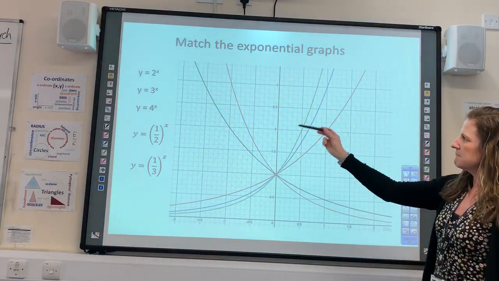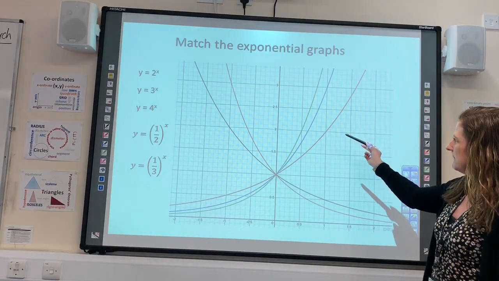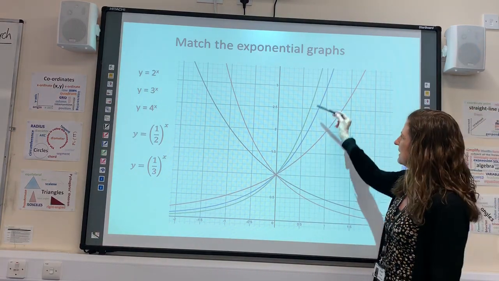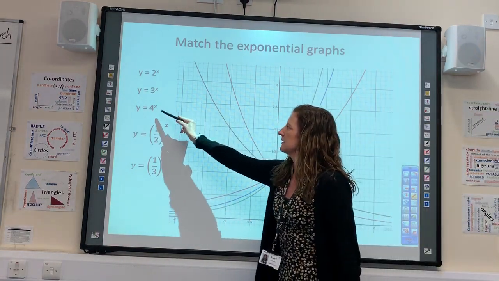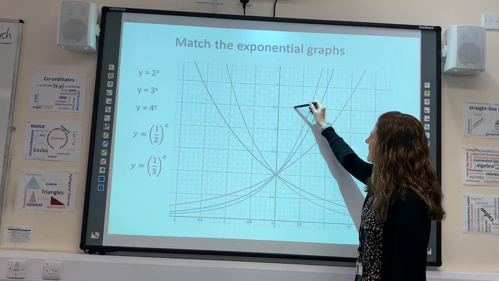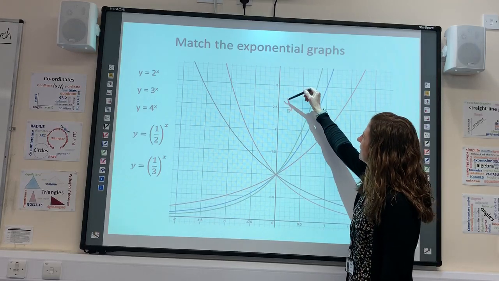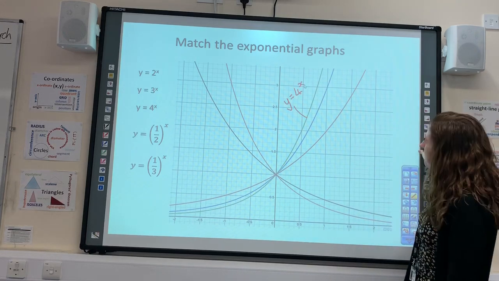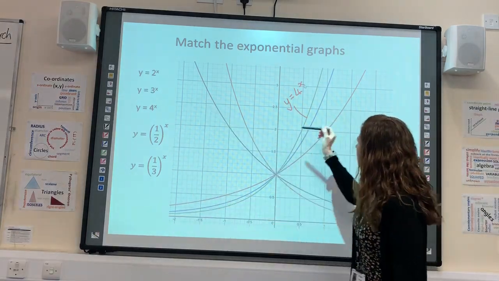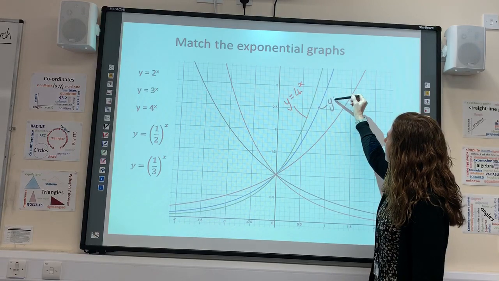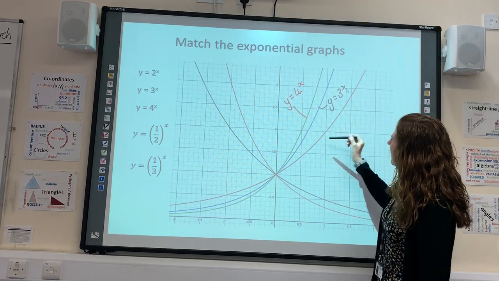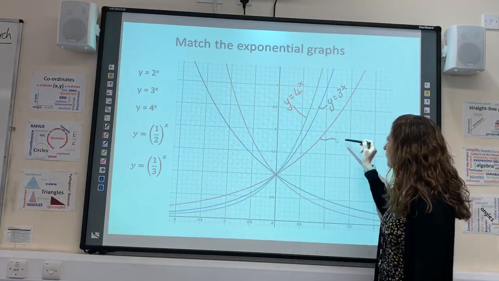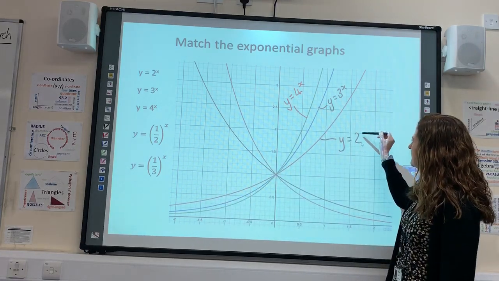So if I was to match those 3 with these 3, hopefully you're thinking, okay, the one that gets biggest the fastest is going to be the biggest base number. So that's going to be your y equals 4 to the x. The one in the middle is going to be your y equals 3 to the x, and then your other one still has exponential growth, but just not as rapidly as the others because of the base number.